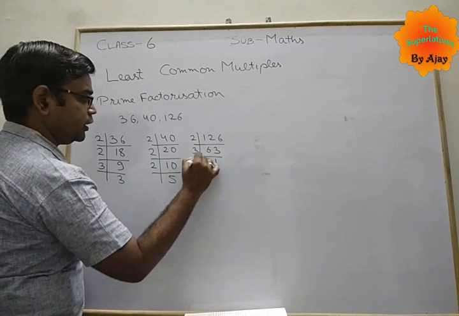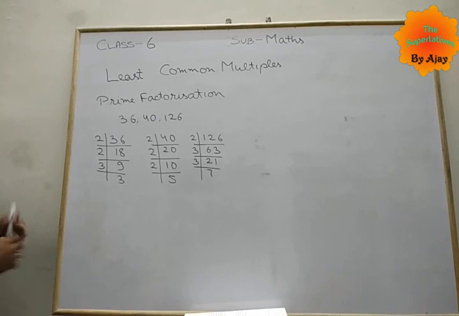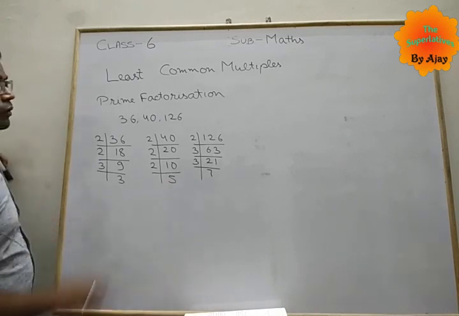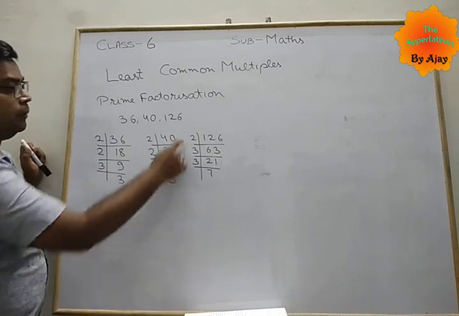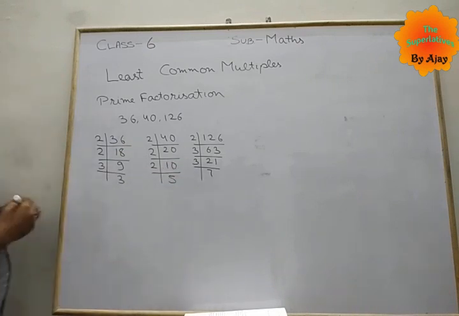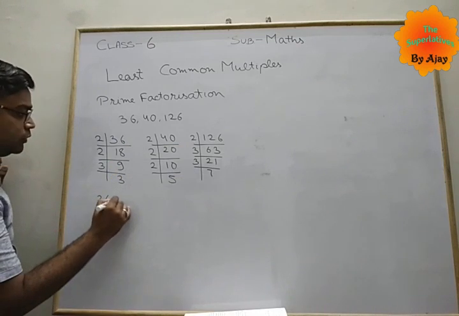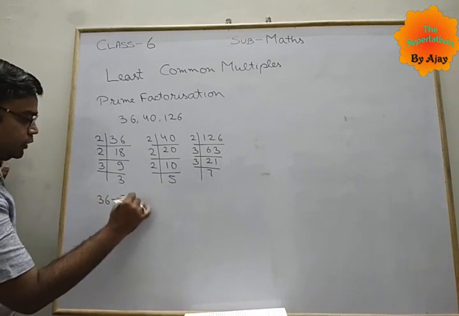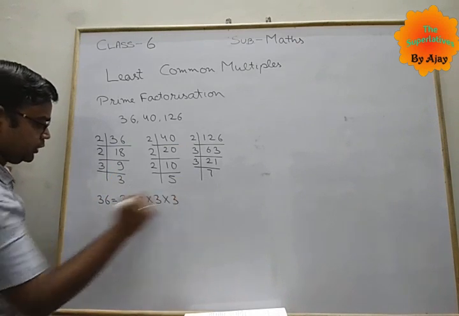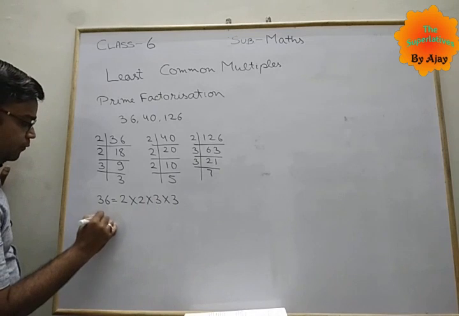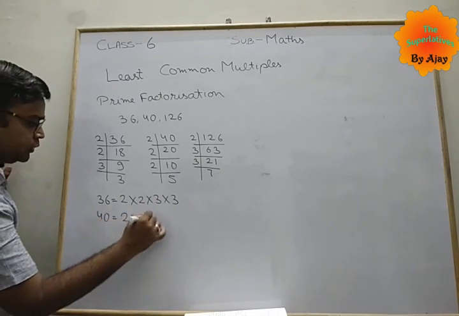So we must write 36 equals 2 into 2 into 3 into 3. 40 equals 2 into 2 into 2 into 5, and then 126 equals 2 into 3 into 3 into 7.